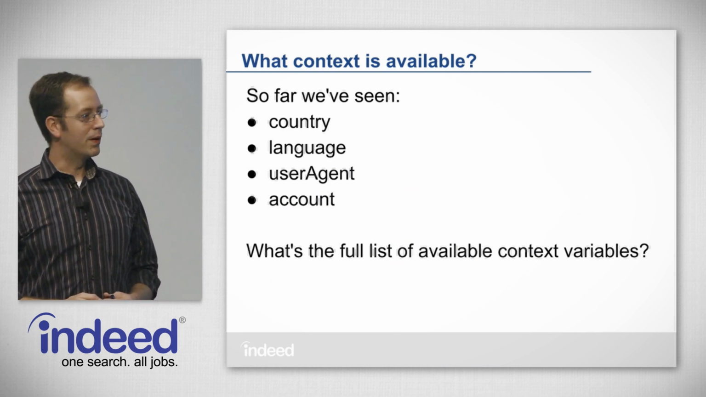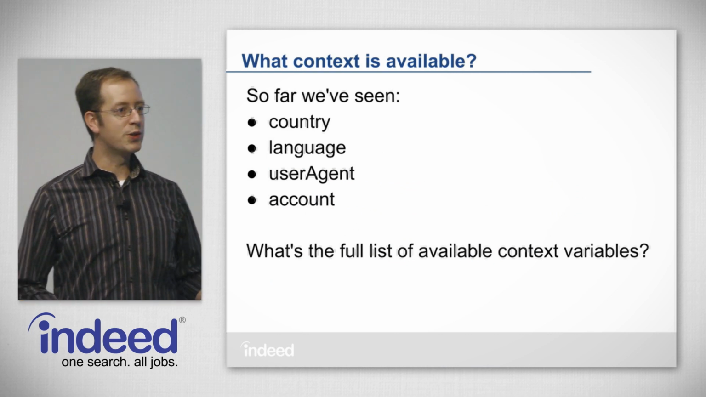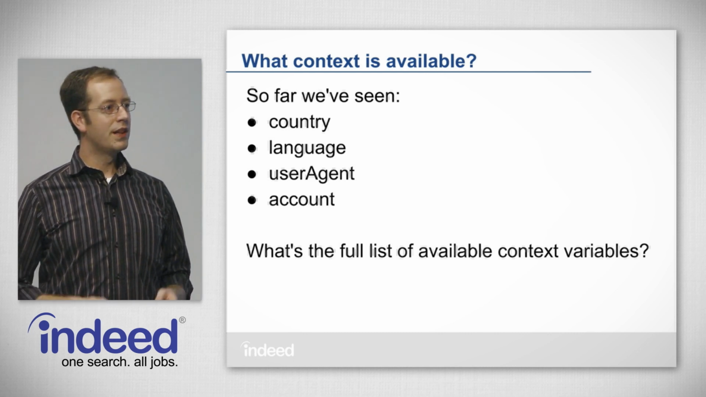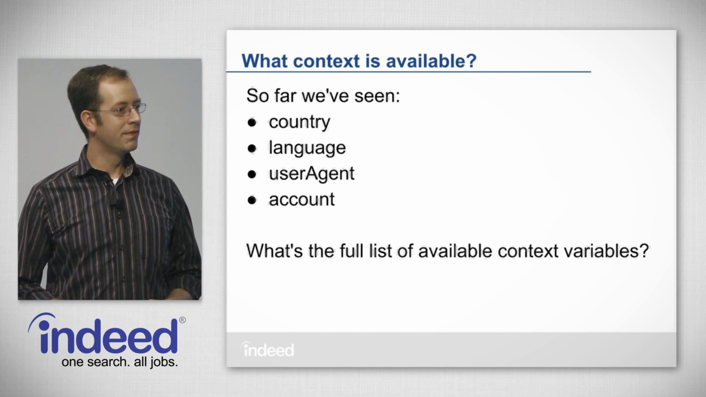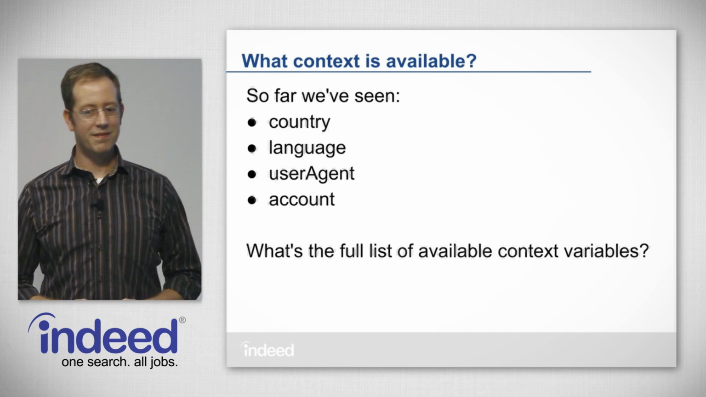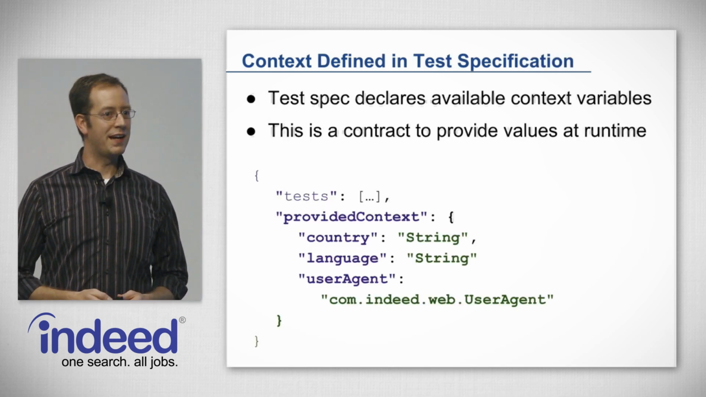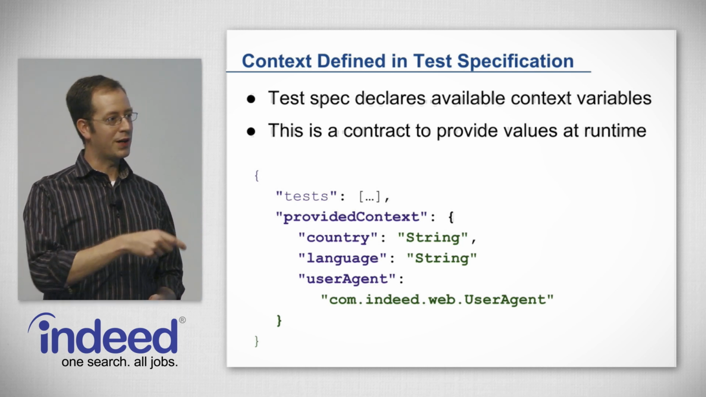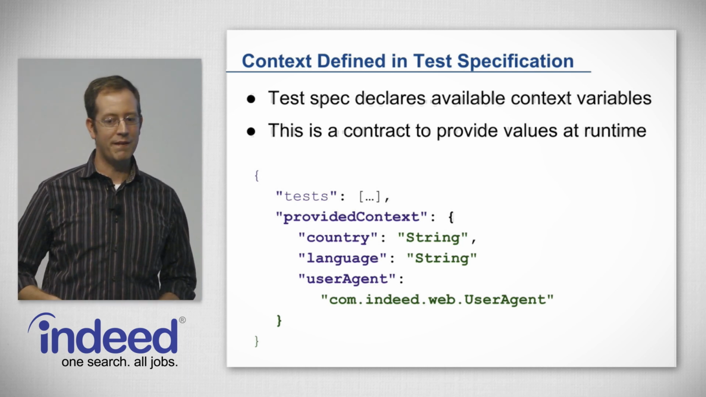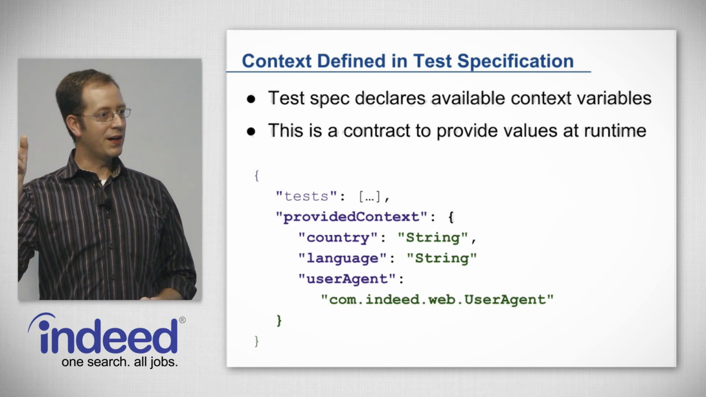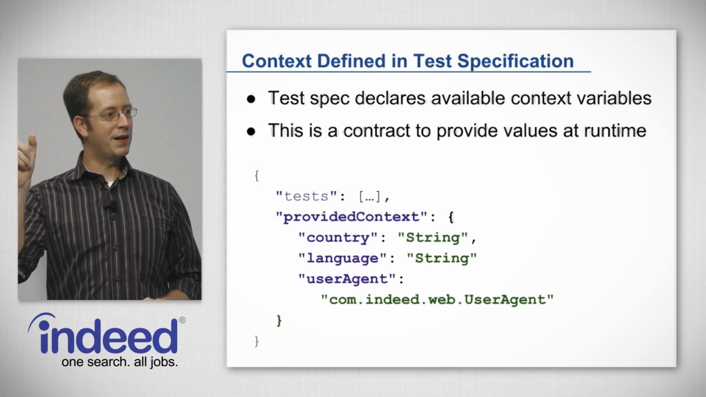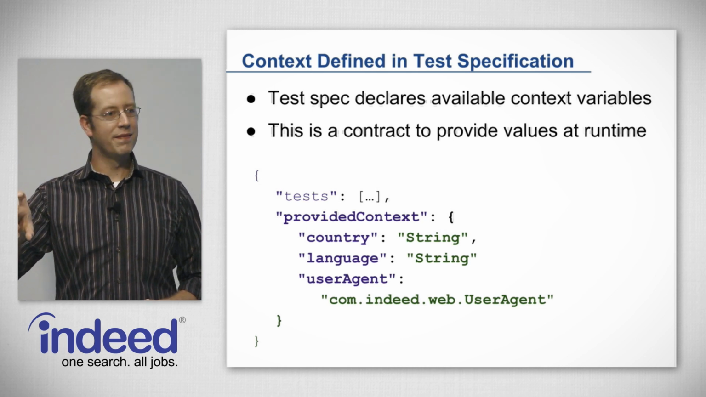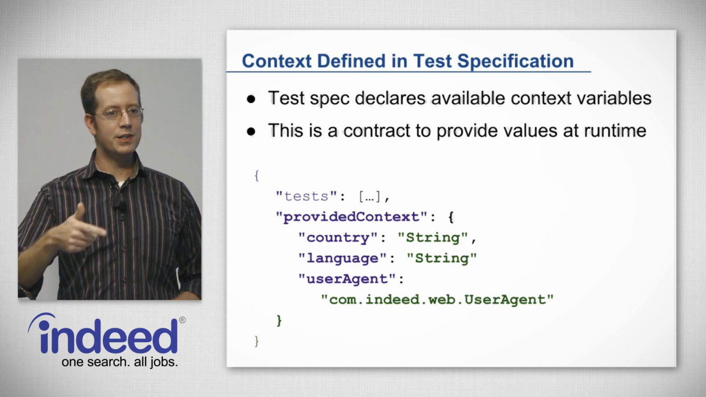So what context is available? So far we've seen country, language, user agent, account. What is a full list of things that Proctor is going to allow us to look at? Proctor doesn't give us anything. The context is defined inside the same test specification. This is a contract between your code and Proctor to provide these values to Proctor when you call it. Just like I declared the list of tests that this product cares about, I also declare which context variables this application is going to provide. I'm going to give you the country, the language, and the user agent.